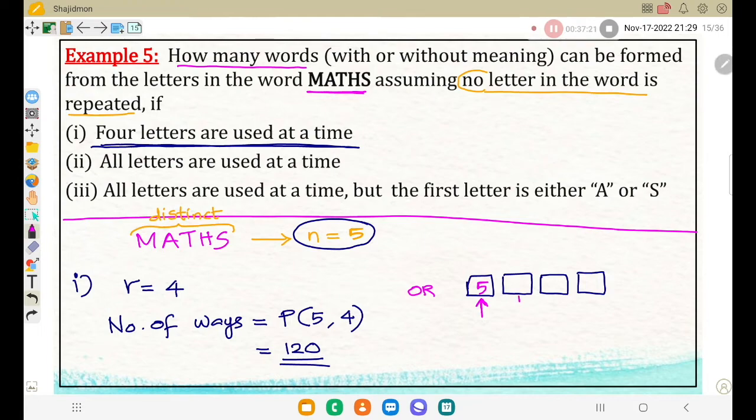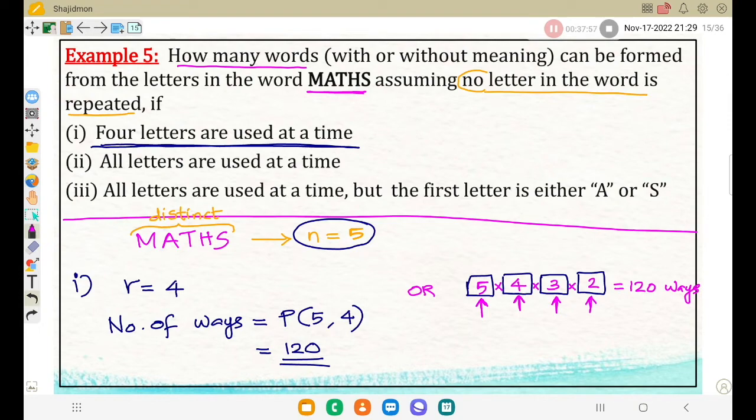For the second box, no repetition is allowed. Whatever letter you wrote in the first box, we cannot write in the second box. So we have 4 possibilities. For the third we have 3 possibilities, then 2 possibilities, correct? So 5 multiply 4 is 20, 20 multiply 3 is 60, 60 multiply 2 is 120 ways. We can arrange in 120 ways totally. Like this or like this, as you wish. I hope you understood that, correct?